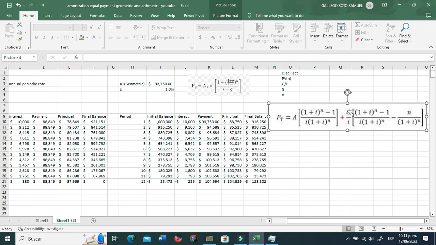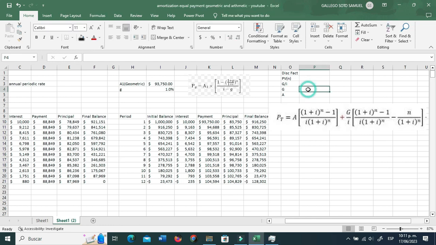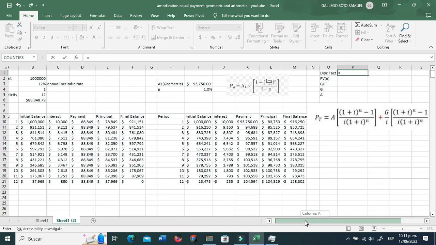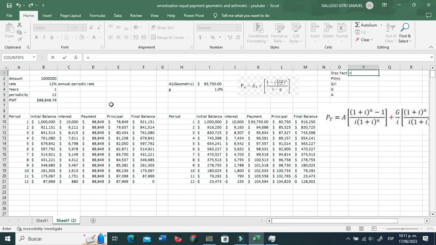And G over i, that's pretty straightforward, and G is gonna be the amount of money that you're gonna be increasing your payments by for the next period, and so on and so forth. And A, that's gonna be the initial payment for that one. So let's start off with the first formula. I think I'm gonna have to do it like this, so I can see what I'm gonna be doing here.